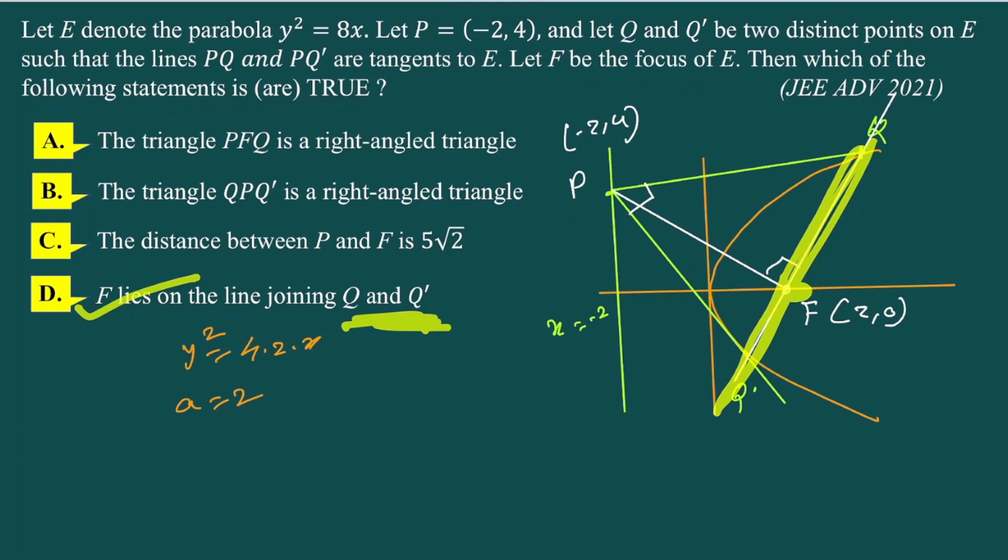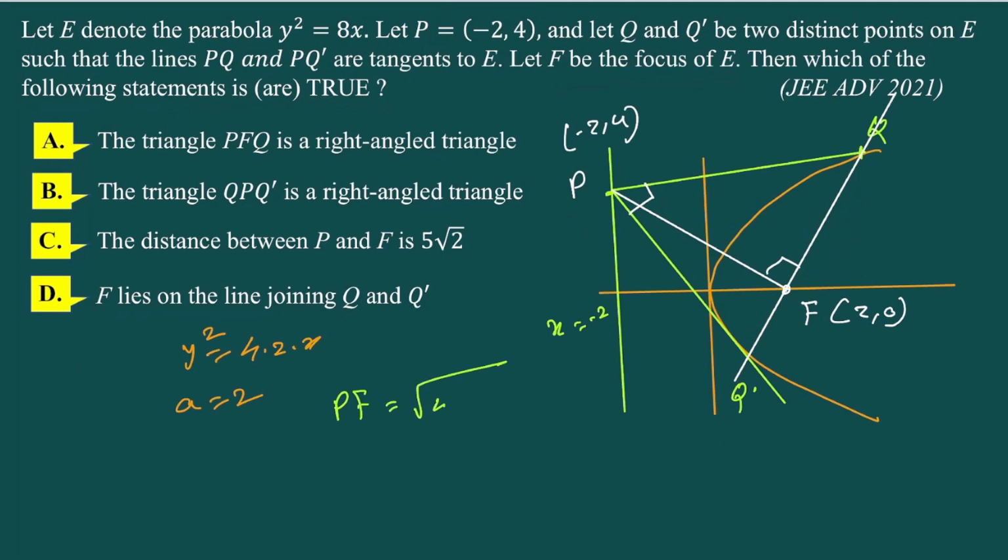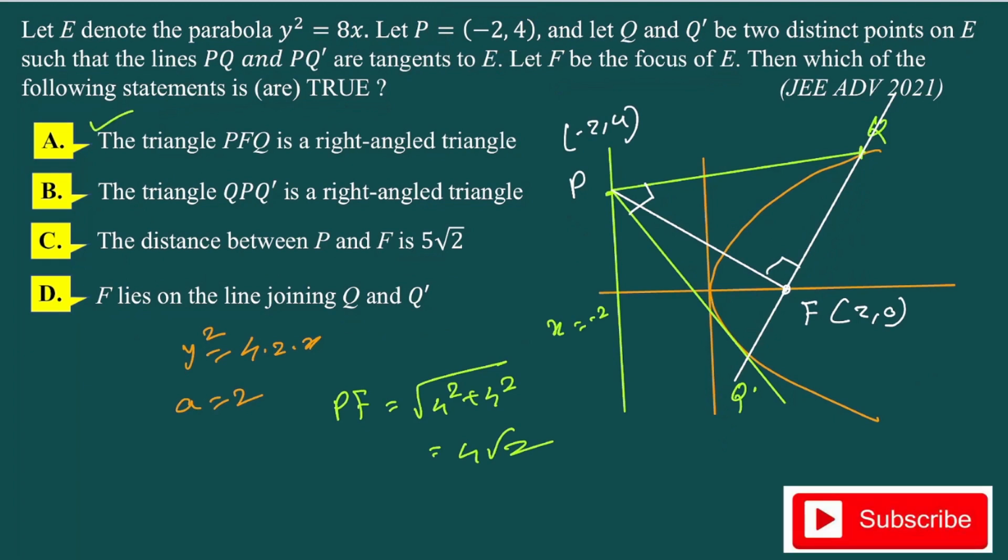Now the remaining one is option C. So for option C, let's find PF. If we find it, we get root over 4 square plus 4 square, that is 4 root 2. So option C is wrong. Therefore the final answer, everybody, is option A, option B, option D.